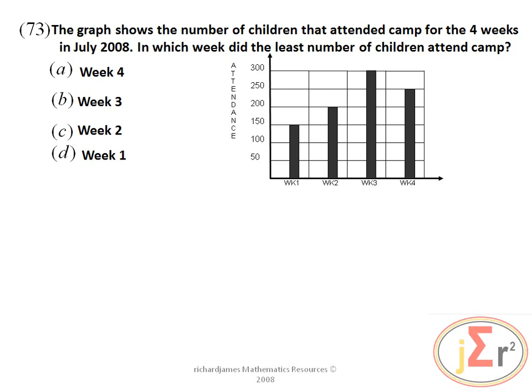Close your eyes, Jerry. The only reason you should not be able to answer that question is if your eyes are closed. Because, of course, the week that depicts the least number of children would have the shortest bar. And that is going to be week 1.